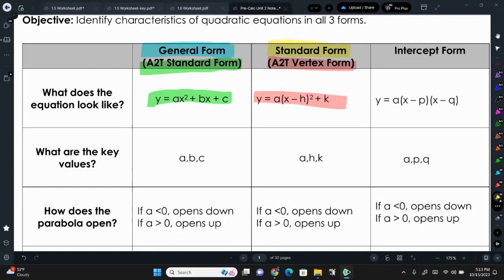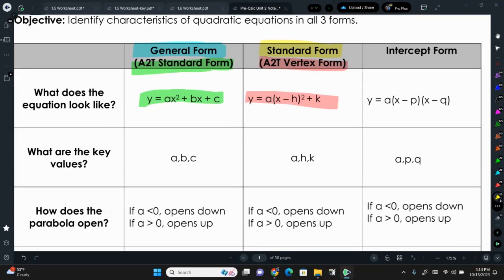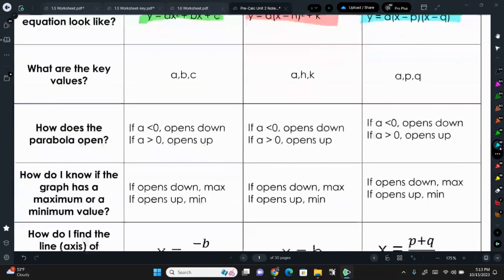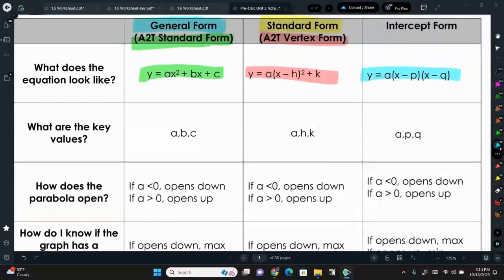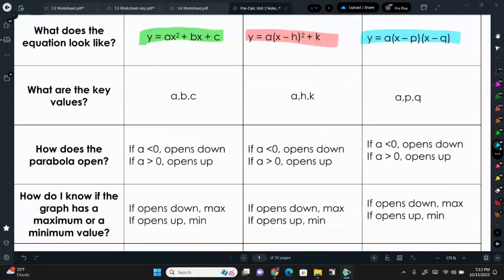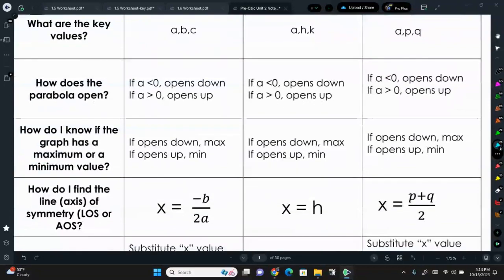So we have to kind of separate that from last year. Last year's standard form was ax squared plus bx plus c. This year it's a times (x minus h) squared plus k. And then intercept form, that luckily stayed the same for us: a times (x minus p) times (x minus q). Key values: a, b, c for our general form, a, h, and k for standard form, and the intercept form has a, p, and q.